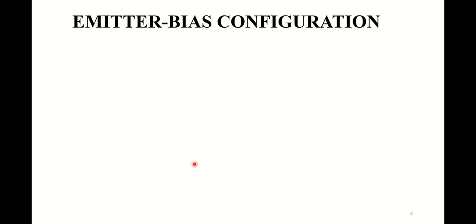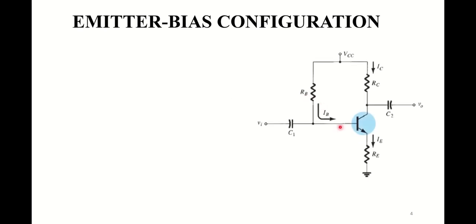The first BJT configuration under discussion in today's lecture will be the emitter bias configuration, whose general circuit diagram can be seen in this figure. The design of this configuration is such that a resistor is connected with the emitter leg of a BJT. The purpose of this emitter resistor is to improve stability.